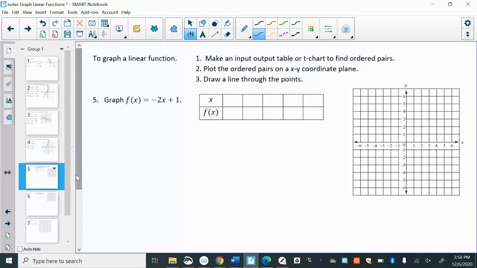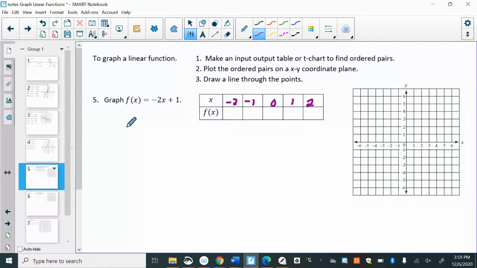Now we're going to talk about actually graphing a linear function. What you want to do is make an input-output table or t-chart. I'll do it both ways to find the ordered pairs. You want to pick numbers that are kind of close to the origin and that make sense. It's going to make your calculations as easy as possible.